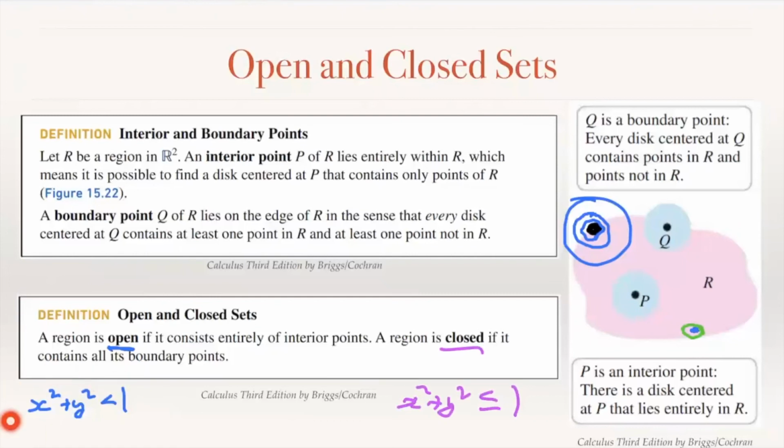This disk here contains none of its boundary points. Every point is interior. It's strictly less than 1, while this one here contains its entire boundary.